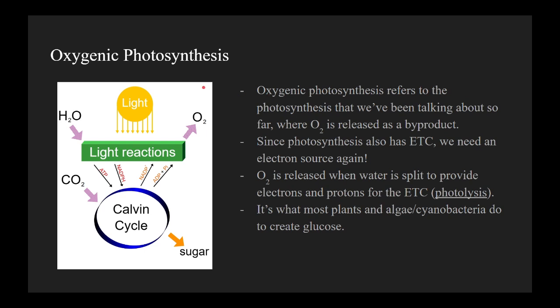Anyways. Okay, so there are two types of photosynthesis. The first is oxygenic photosynthesis, which refers to the photosynthesis that we're all familiar with, where we have the process called photolysis, where water is split apart to provide both electrons and protons for the electron transport chain. And as a result of that, we get oxygen production as well. And this is what most plants, algae, cyanobacteria, etc., do to create glucose. It's the thing that we've all learned about in biology class.